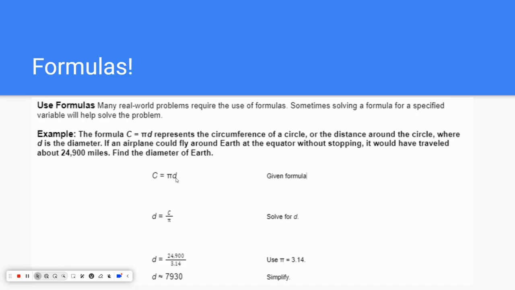So to get D by itself, they divided both sides by pi. The pi canceled out over here. We divide C by pi. That's where it gets this D equals C over pi.